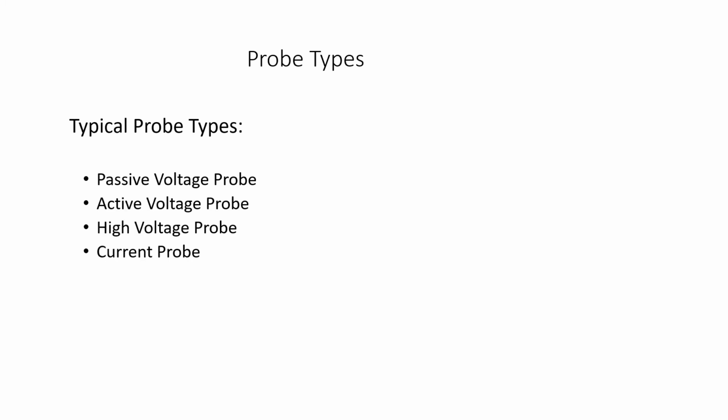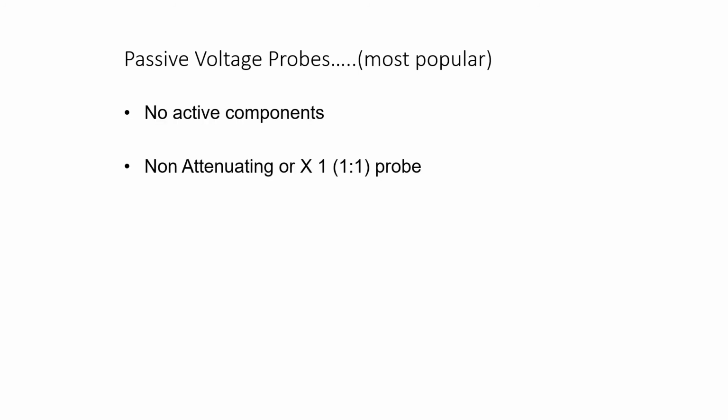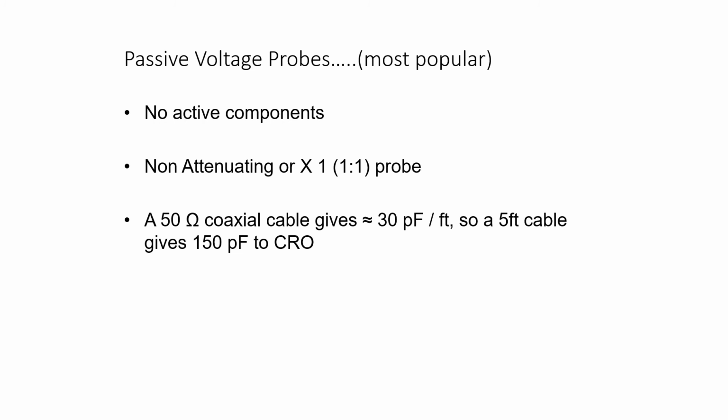As I told you, typical probes are active probe, passive probe, high voltage probe, current probe, isolation probe, etc. The most popular are passive voltage probes: there are no active components, no attenuation, a 1:1 probe. Just touch at the point where the parameter has to be measured, and it gives the reading on the CRO. So non-attenuating. A 50 ohm coaxial cable gives approximately 30 picofarads per foot. So a 5 feet cable means 150 picofarads to the CRO.